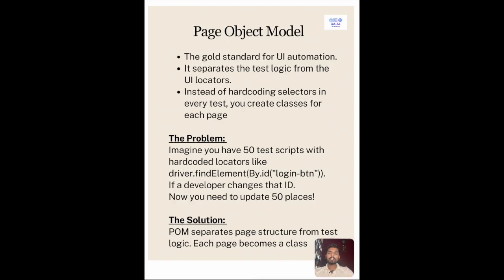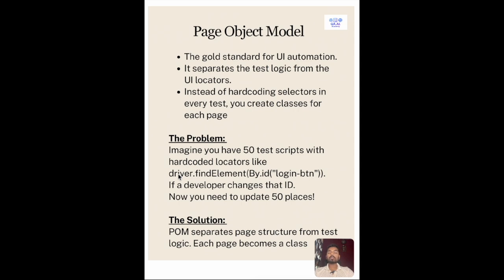Here, imagine you have 50 test scripts in your framework. Each test script has this login functionality hard coded like this: driver.findElement by ID login button. Suppose tomorrow the developer changes something with this ID, then we'll have to end up changing all those 50 test scripts. So instead of that, if we follow the page object model approach, then we only create one login page class. There we define this driver.findElement by ID.